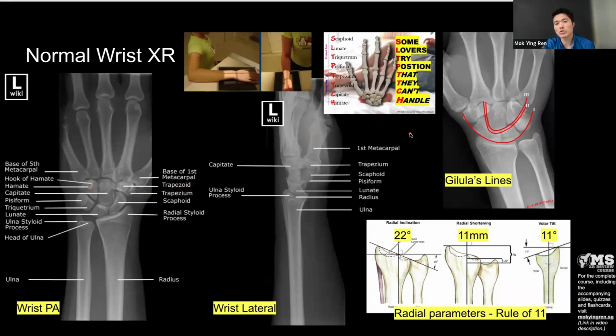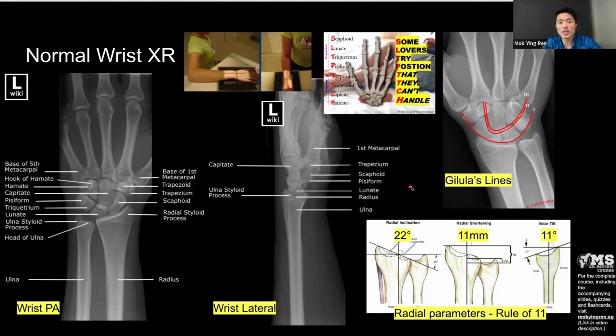And a line that's crucial here is the Gilula's lines, of which there are 3 of them. There is the proximal aspect of the proximal carpal row, the distal aspect of the proximal carpal row, and the proximal aspect of the distal carpal row. So in a normal PA view, they should be very, very smooth. Alright, as you can also see here, there is a proximal row, alright, with the 2 lines as well as the distal row. So the Gilula's lines.